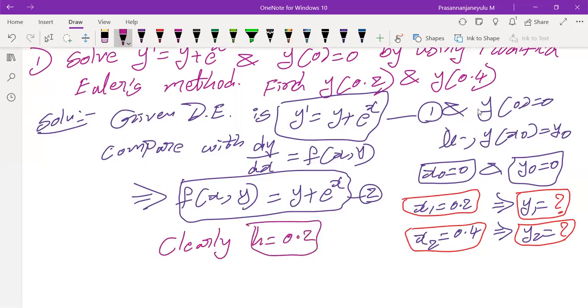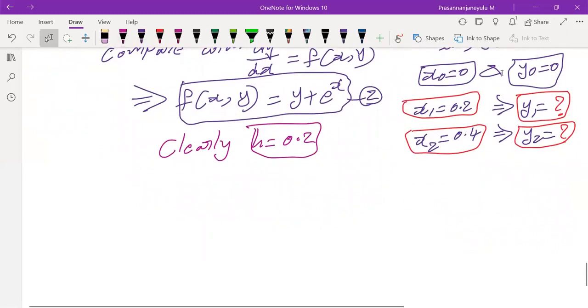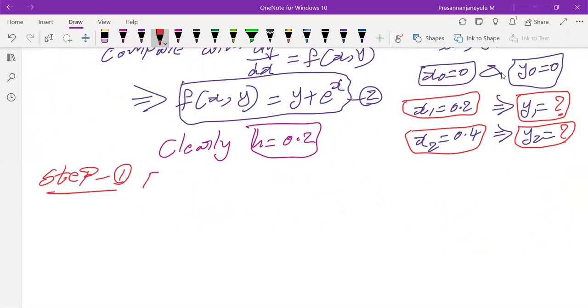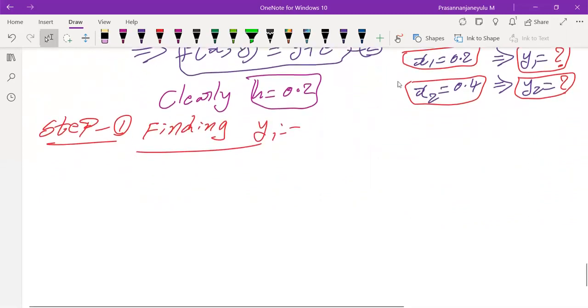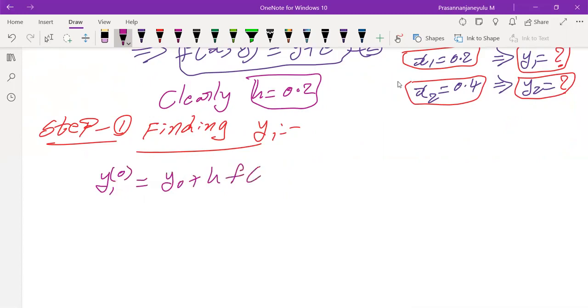Now we are going to do finding y1. So what we have to take is step 1. What is step 1? First I'm writing the formulas for finding y1. For finding y1, first what are the things we have to use here? The zeroth approximation. What is the zeroth approximation of y1? The zeroth approximation of y1 formula is y naught plus h into f of x naught comma y naught.